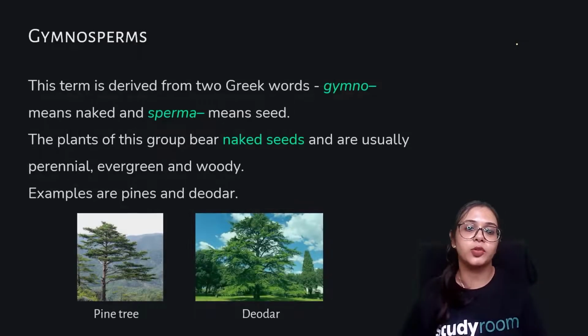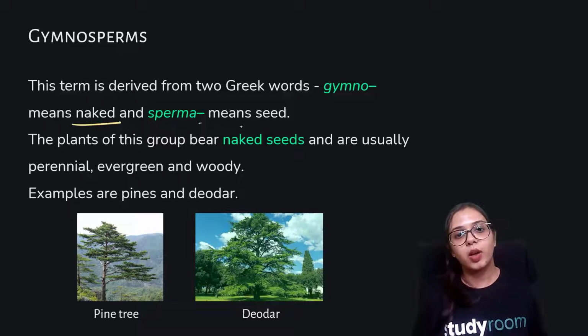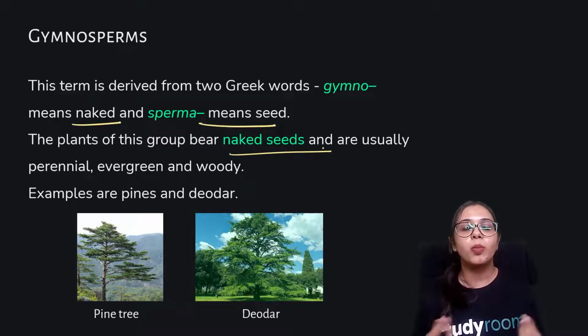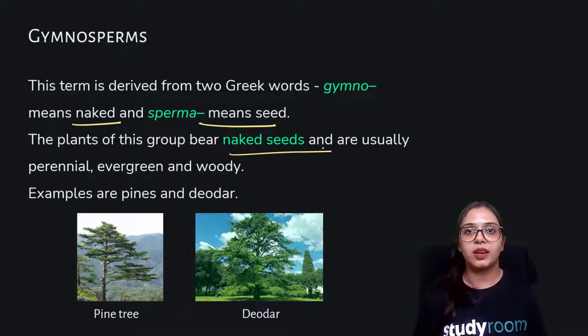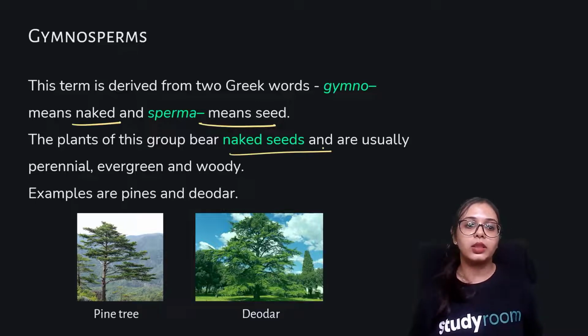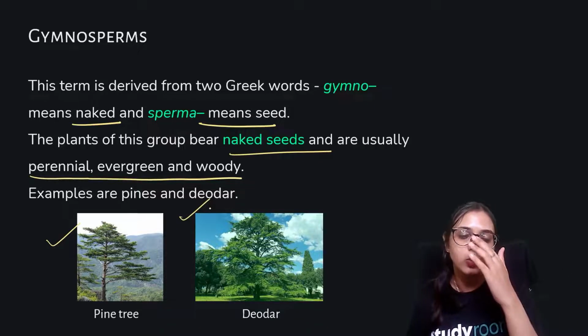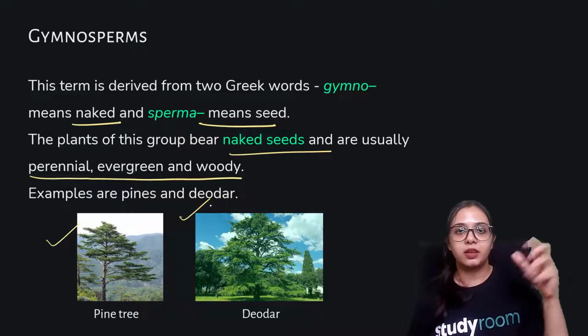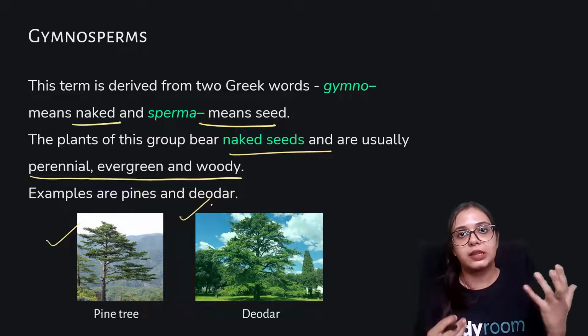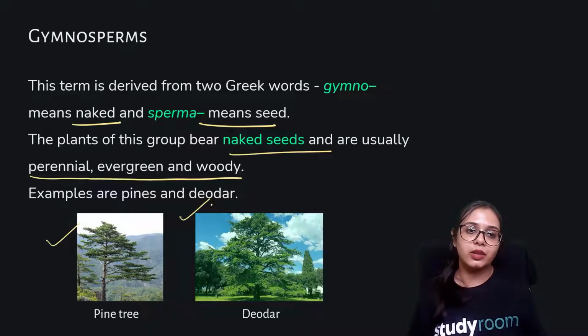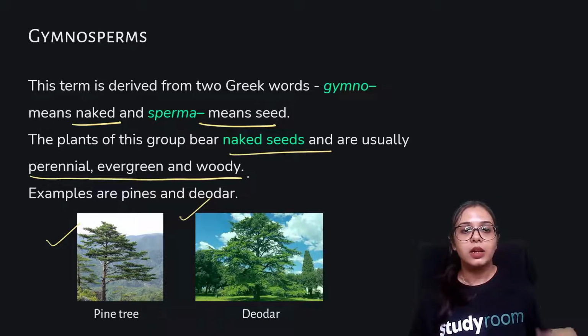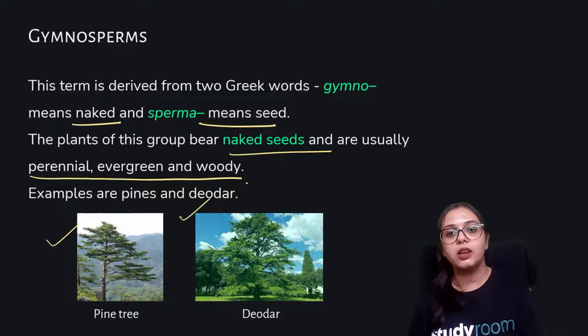So firstly, we have the gymnosperm. The term is derived from two Greek words. Gymno means naked and sperma means seed, means naked seed, means open seeds, means seeds that are not enclosed inside any external structure. So these plants are perennial, evergreen and woody. Examples are pine and deodar. If you look at a pine tree or a deodar tree, you won't see any flowering fruits, but rather you'll see some bigger structures. Those structures are naked seeds. The features of these gymnosperms are that they are perennial, evergreen, and woody.